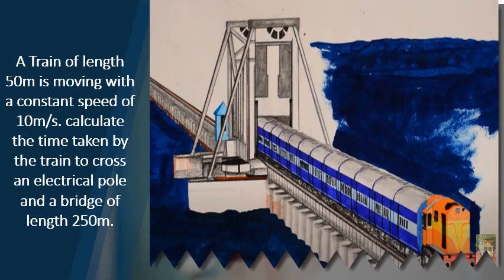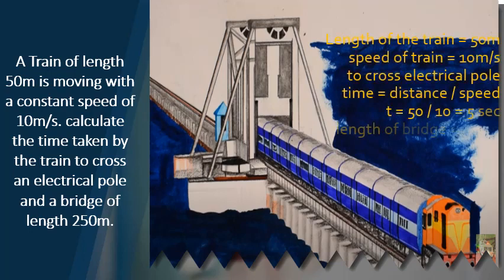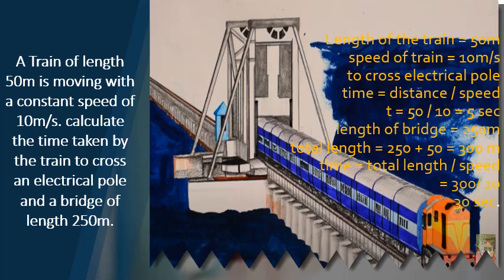Okay, the further solution. Length of the train is 50 meters, speed of the train is 10 meters per second. To cross the electrical point, time is equal to distance by speed. What is the distance? The length of the train, since the reference point is the electrical pole. Distance is 50 and speed is 10, so to cross the electrical pole it takes 5 seconds.